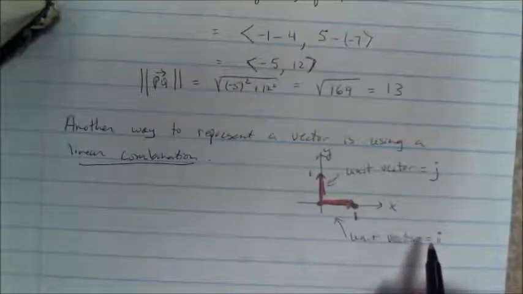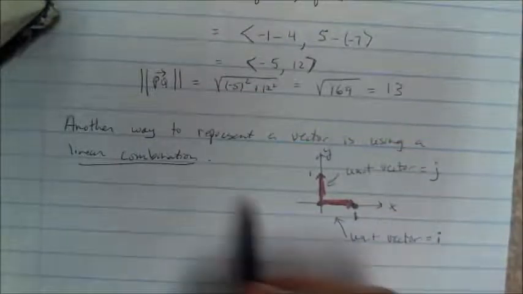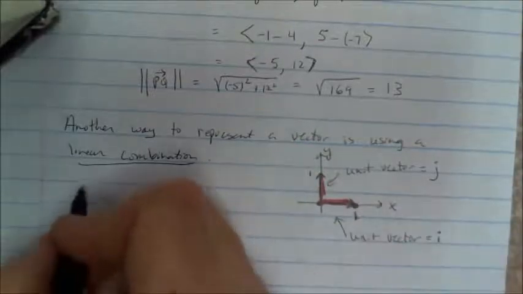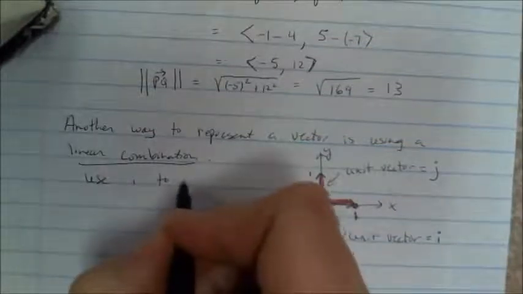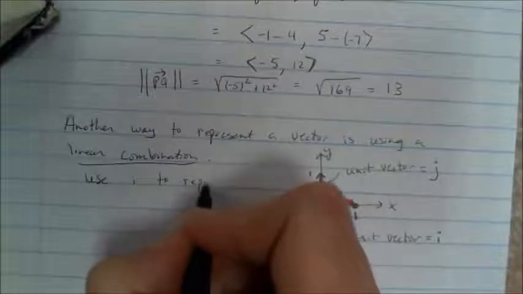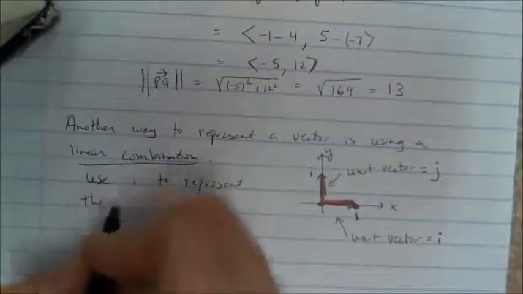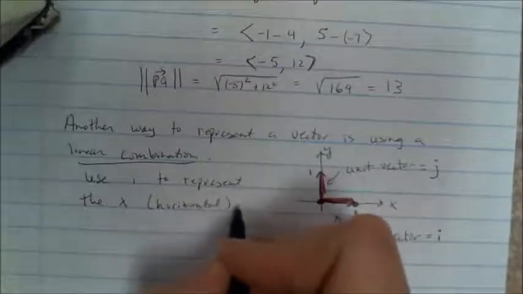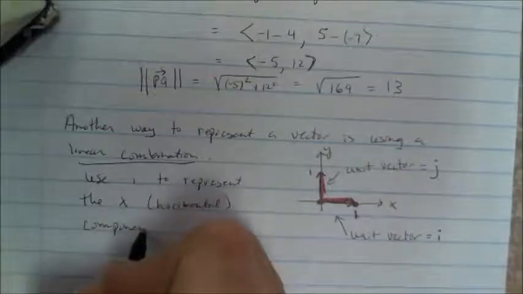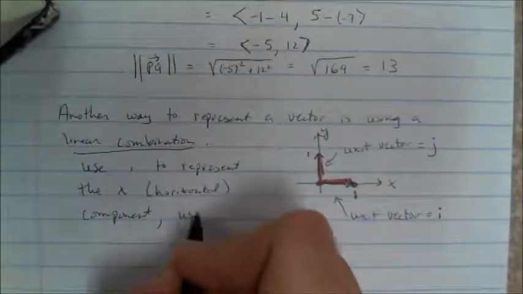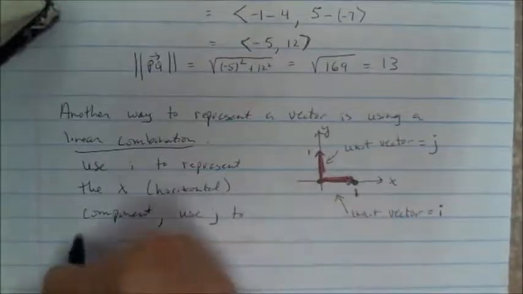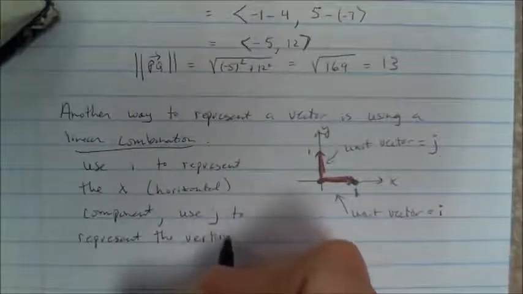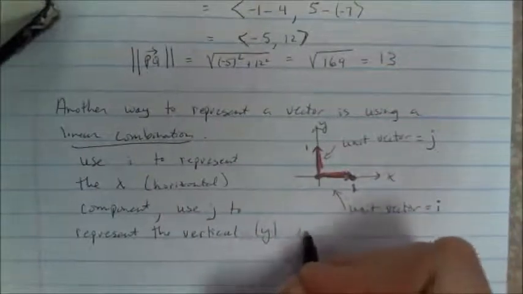So if you want to write a vector in linear combination, you're going to use i and j. So you're going to use i to represent the x or the horizontal component, and you're going to use j to represent the vertical or the y component.